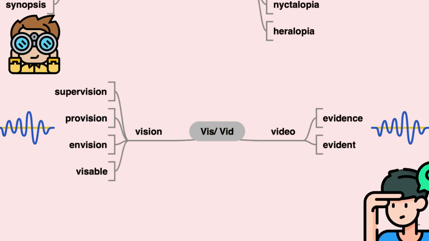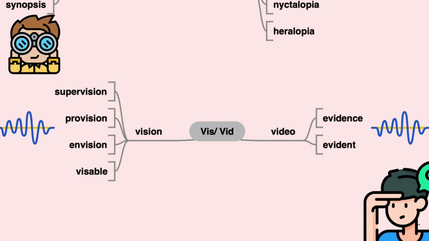Vis and vid. Now let us examine vis and vid, Latin roots meaning to see. Vision refers to sight or visionary insight. Visible means capable of being seen, and invisible means not capable of being seen. Evidence originates from e, meaning out, and vid, meaning to see, hence meaning proof or something visible. The word video also derives from this root, meaning something that can be seen. Evident means clearly visible, thus obvious.